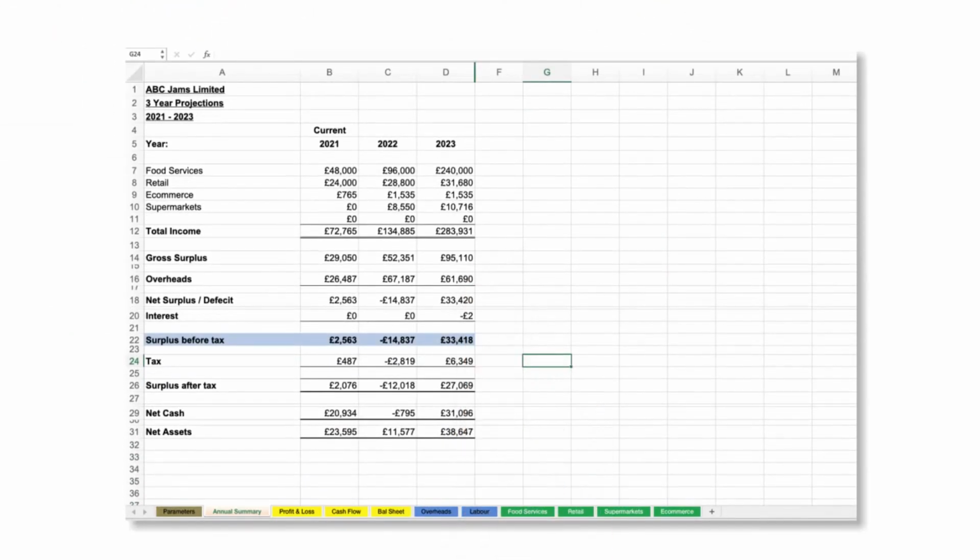We have an annual summary, which gives us, at a glance, a view of our business. As we can see at the start, it's a profitable year. 2022 turns into a loss and back into profit in 2023. So we can now analyse 2022 to see if we need to change things around. Now we have our model, we can start running what-if scenarios to see the effect on our business of various hypotheses.